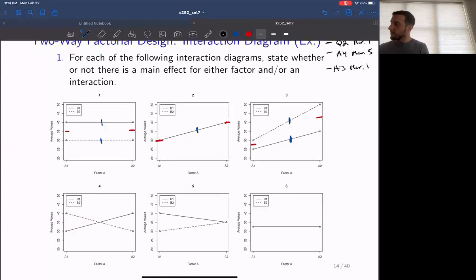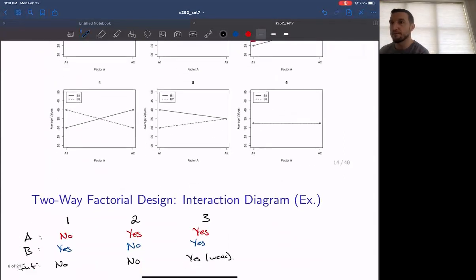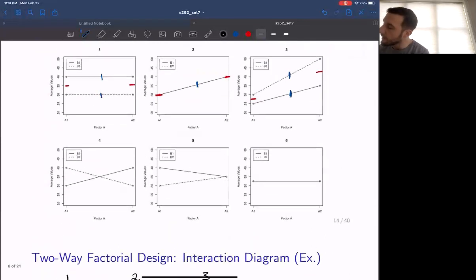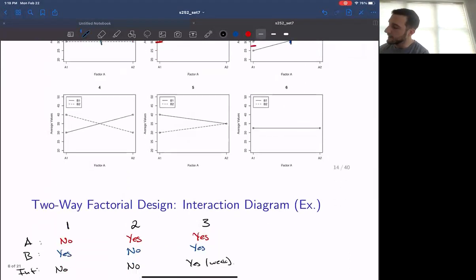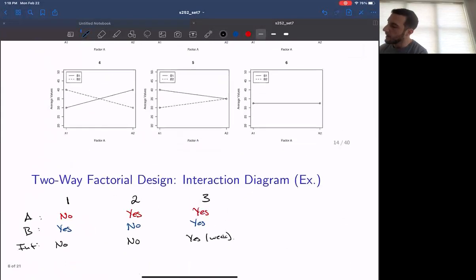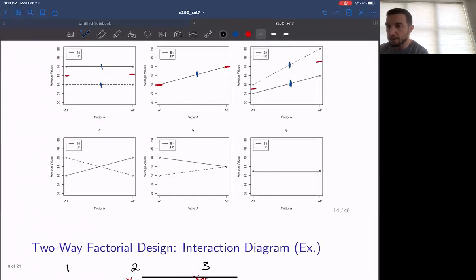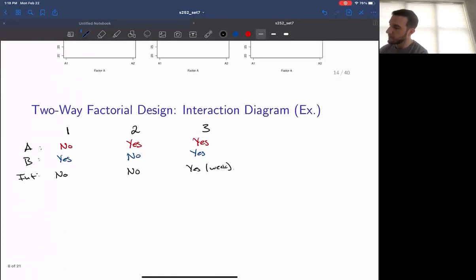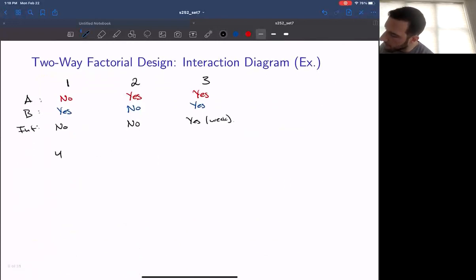In the third diagram, we can see that the average for A2 is higher than the average for A1. So that indicates a main effect for factor A. Then we can see the average for B2 is higher than the average for B1. That indicates a main effect for factor B. And then we can see that these lines are not parallel to each other, but they are not crossing. So this indicates interaction, but we would typically define this as a weak interaction or potentially weak interaction. Okay, now we can do the same things for diagrams 4, 5, and 6.